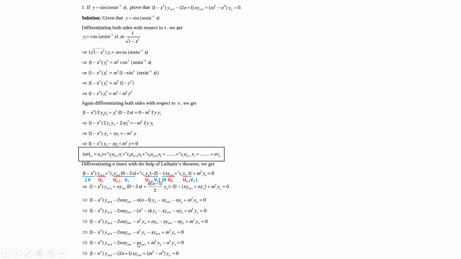So after we have rearranged this expression, we can see that from these two expressions x y n plus 1 can be taken common. So we took common from these two expressions, and from these two expressions on the right side we took yn as common. So finally we have reached our destination, and here it is. We have proved that this part is equal to 0.